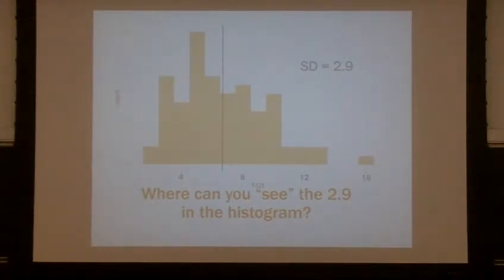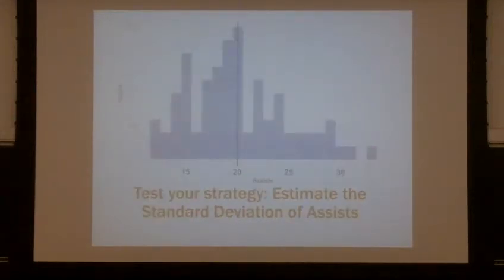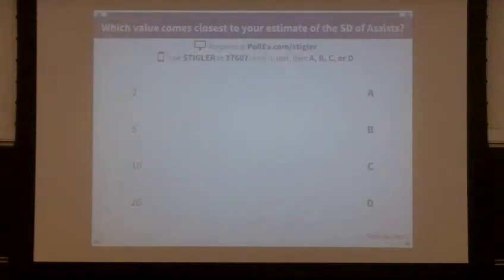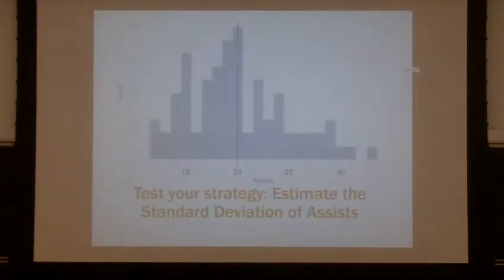Yeah, I think that because you knew it was 2.9, and you knew it was about 10 on the top, you knew you could divide that roughly into 3 and get 3, but if you didn't know it was 2.9, I'm not sure how you would know whether to use the upper part or the lower part. Okay, whatever strategy you used, test your strategy and see if you can estimate the standard deviation of this distribution. I'm going to give you those choices. Okay, so, do your best.